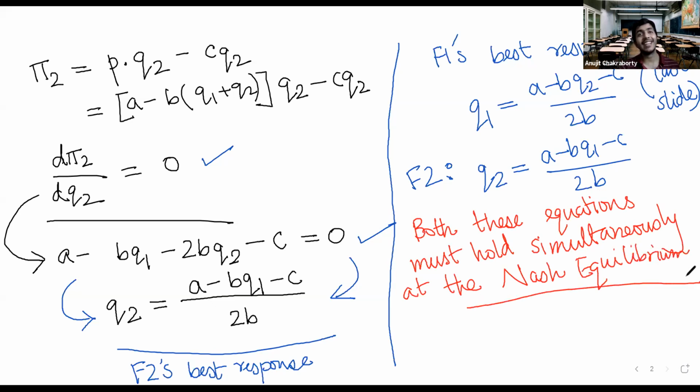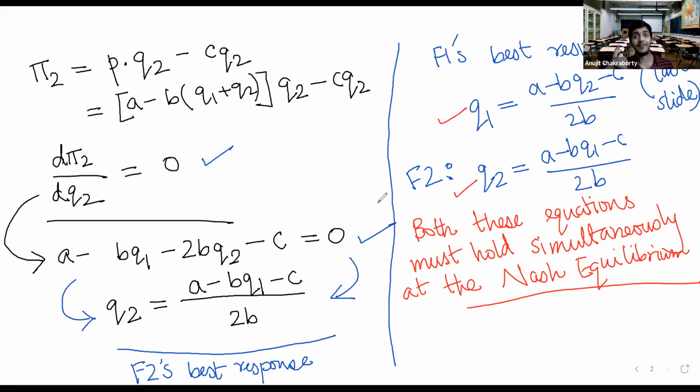Because at the Nash equilibrium, both firms must be best responding. That's just the definition. Every player best responds to each other. Well, then if every player is best responding to each other, both these equations have to hold, and they have to hold simultaneously. So, this has to hold and this has to hold. So how do we figure out points where two equations hold simultaneously?